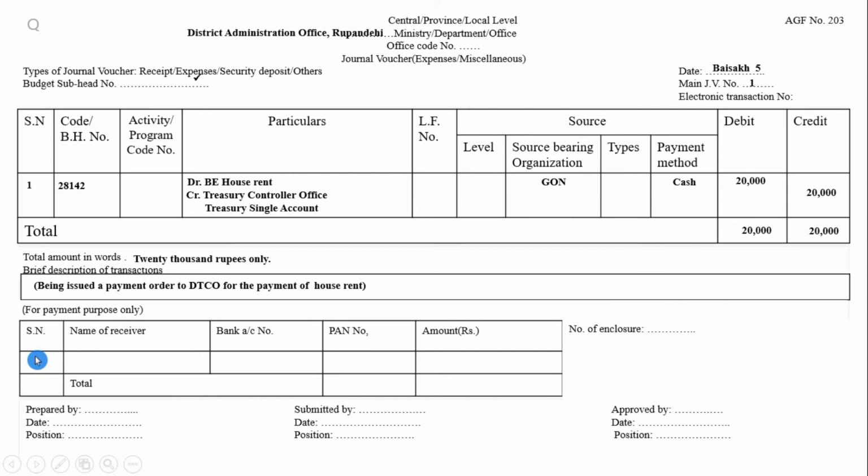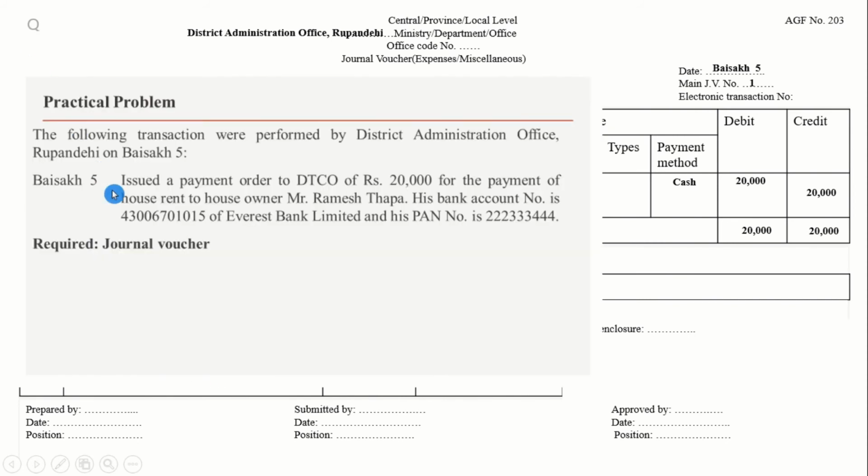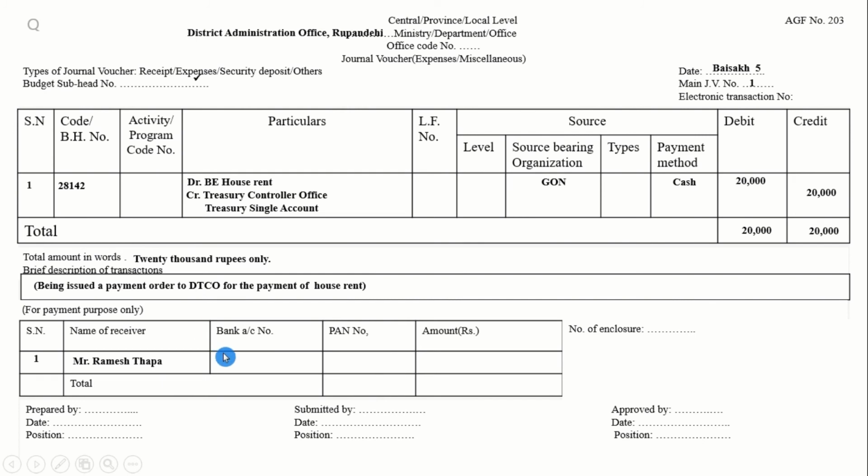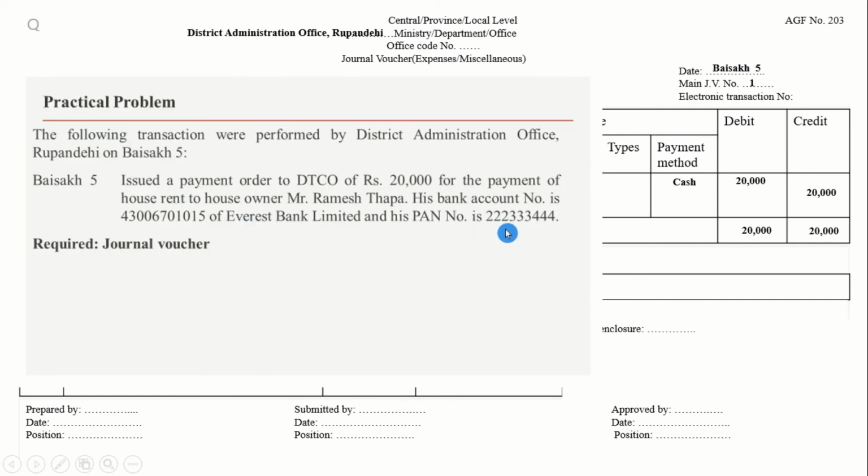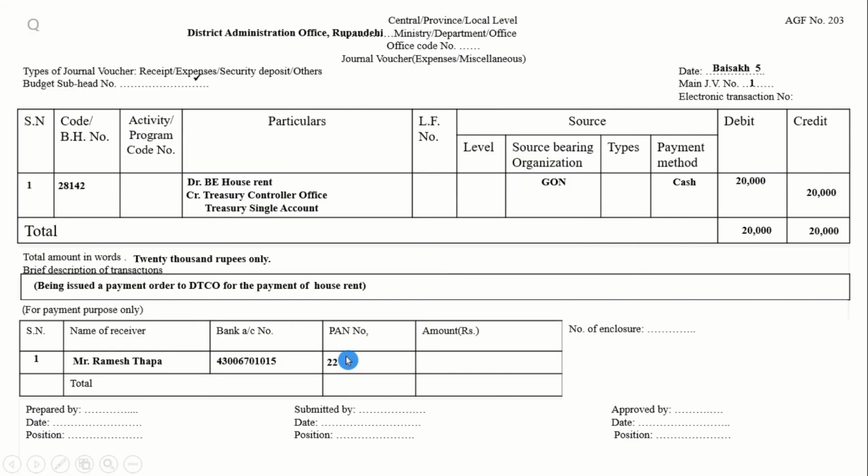So serial number 1, name of the receiver Mr. Ramesh Thapa, bank account number 4300-670-1015. So we can write that bank account number here. PAN number is also given there, so we can write the PAN number, that is 222-333-444. Amount rupees 20,000 and rupees 20,000.